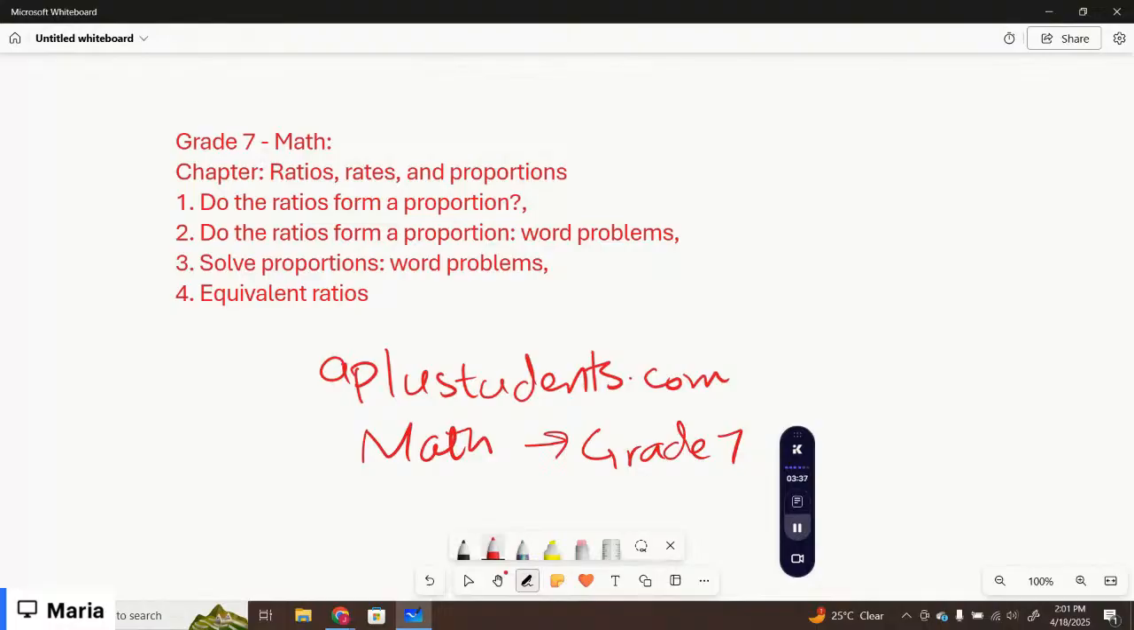We're going to start with the chapter ratio, rates, and proportions. The lessons we're going to cover today are: do the ratios form a proportion? Do the ratios form a proportion word problems? Solve proportions word problems and equivalent ratios. So please make sure you have your notebook and pencil so that you can note down the important examples and definitions as well.